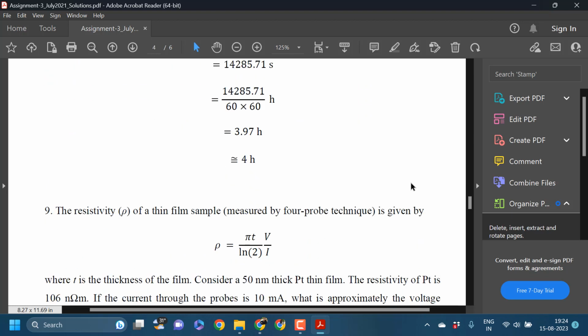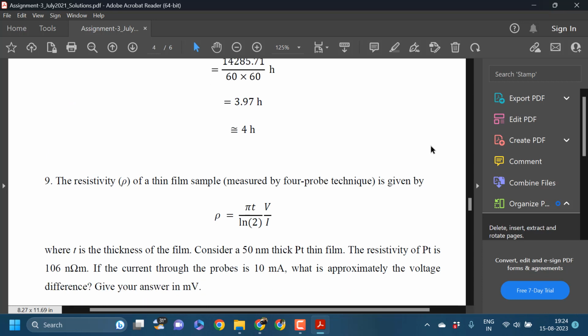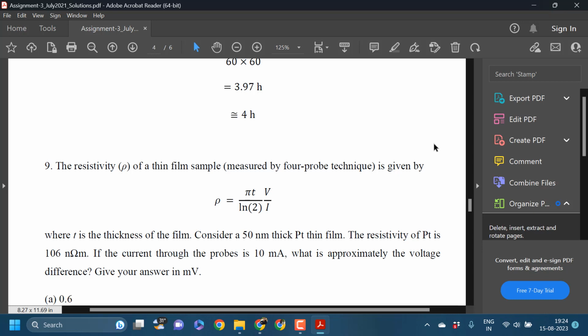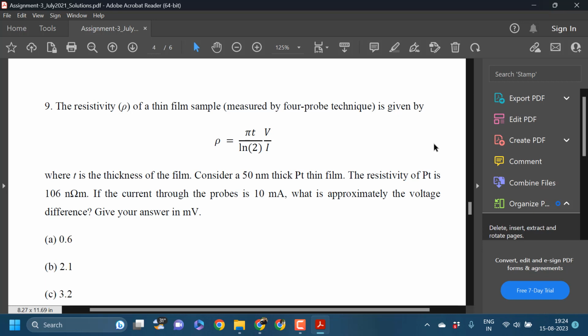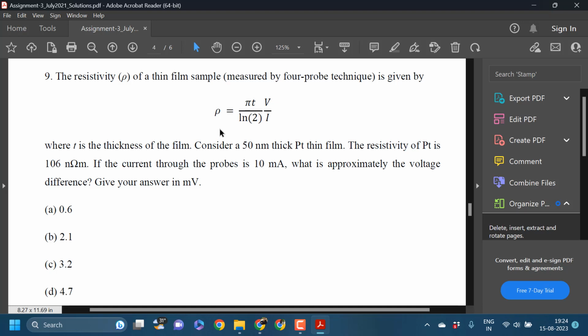So next, the resistivity of a thin film sample measured by the 4-probe technique is given, where t is the thickness of the film. Consider a 50 nanometer thick platinum thin film. The resistivity is given as 106 nanoohm meter. If the current through the probe is 10 milliamps, what is the approximate voltage difference? Give your answer in millivolts. Basically, resistivity is given, thickness is given, current is given, what is the voltage? We have to find V. It's basic substitution.